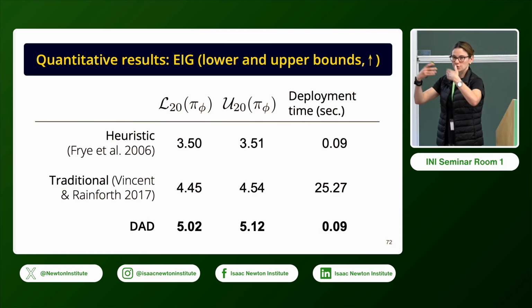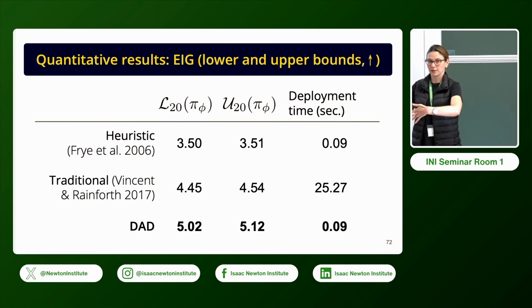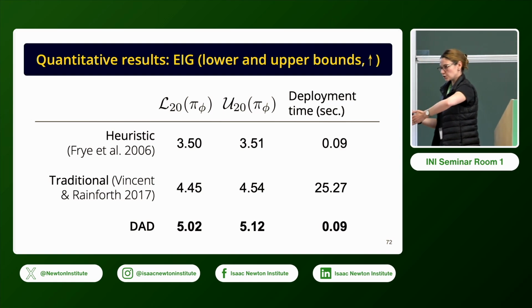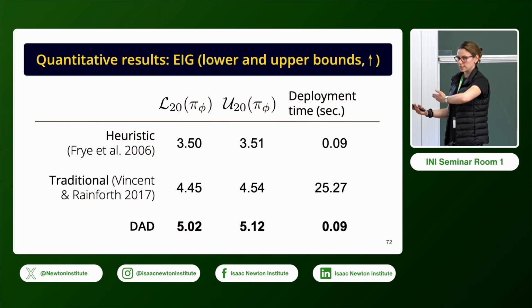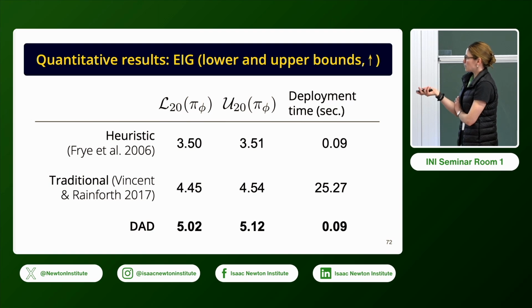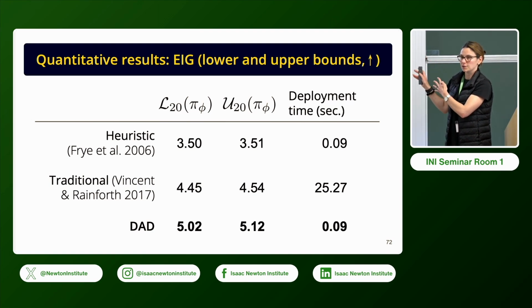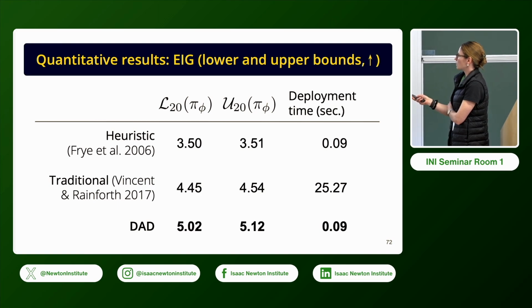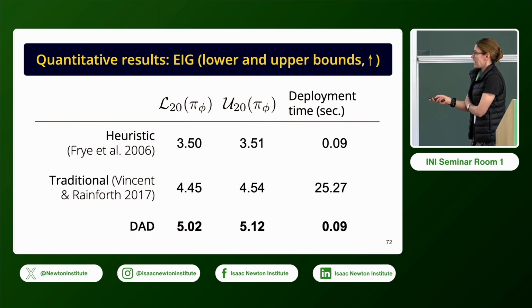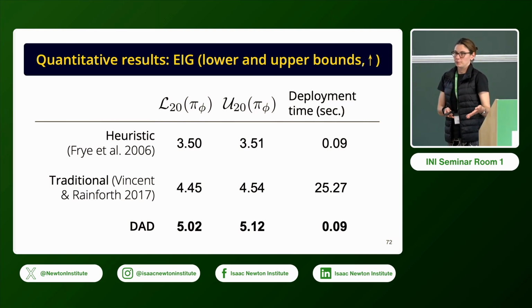A traditional, slow adaptive experimentation that I described earlier, where after each experiment you're fitting a posterior and then optimizing the expected information gain. This is a method that was developed specifically for that model, right? So you cannot apply the same method to any other model. That gives you a mutual information of around 4.5, right? So between 4.45 and 4.54. And this policy-based approach actually performs better than the traditional approach, right?